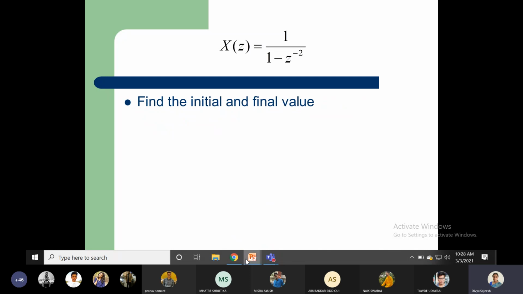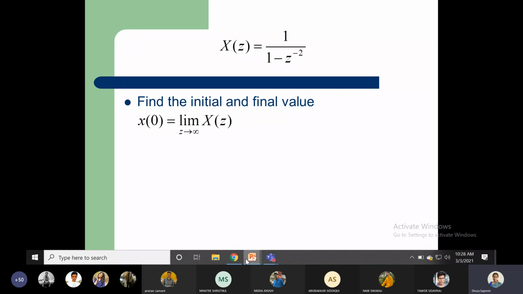Now coming to the topics in that chapter, the properties: finding the initial value and the final value of x of z. We have seen this property earlier. How to find the initial value? The initial and final value of the signal whose z transform is x of z. The formula for finding the initial value of the signal is x of 0 equal to limit as z tends to infinity of x of z.